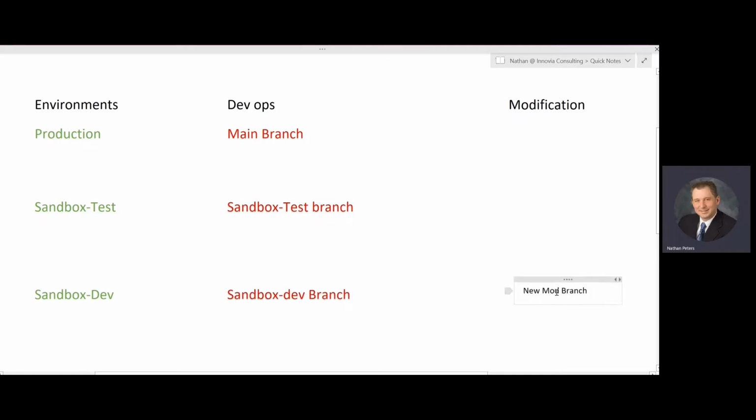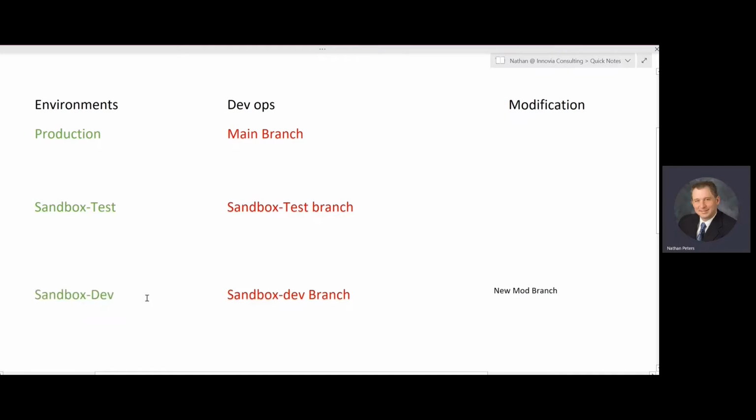So we make our change, whatever it is. Once we're done with the change and we're ready to test our change ourselves, we're going to merge that into the sandbox dev branch. Once that gets merged in, we're going to push that up to DevOps, do a build on it to create a new app file, and we're going to upload that app file to our sandbox dev environment.